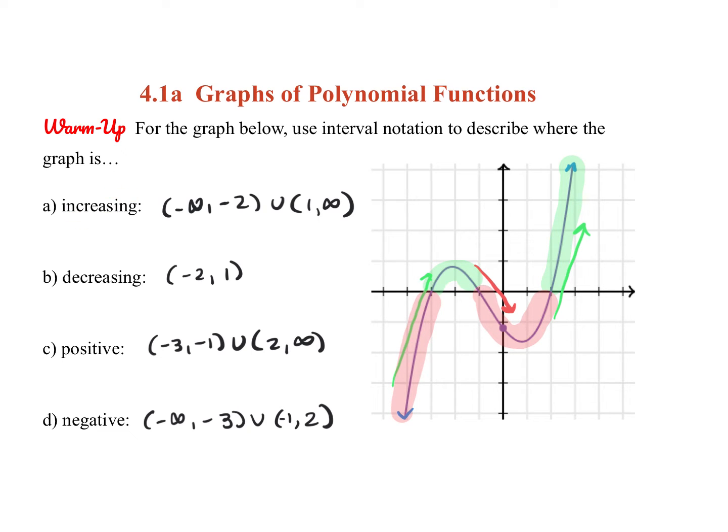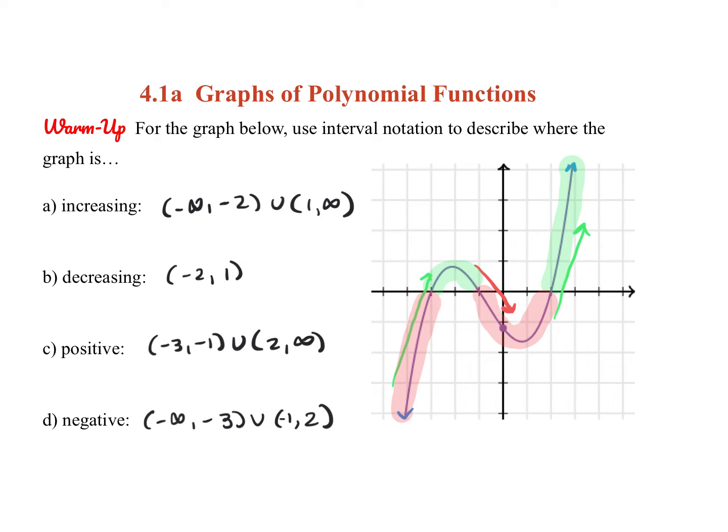So remember, increasing means your slope is positive, so that would be here and here, but we describe the x values where that's happening, so negative infinity to negative 2, and then 1 to infinity, and I kind of estimated for those values. Decreasing means your slope is negative. That's happening from negative 2 to 1, so the x values where that's occurring.